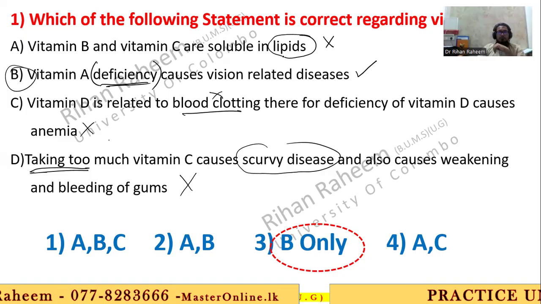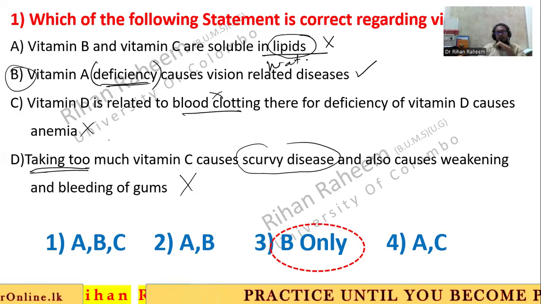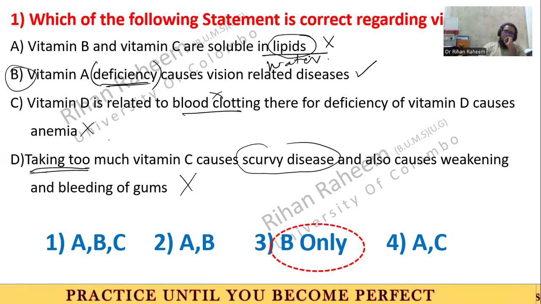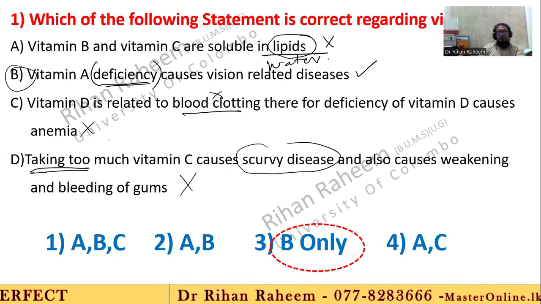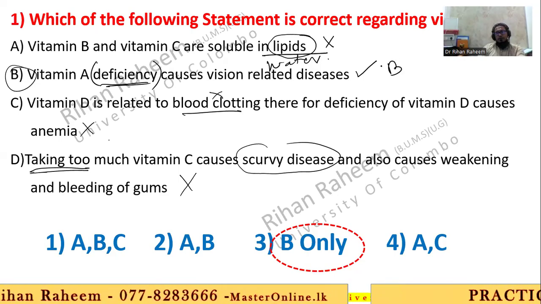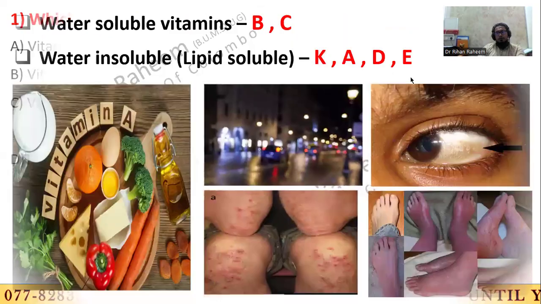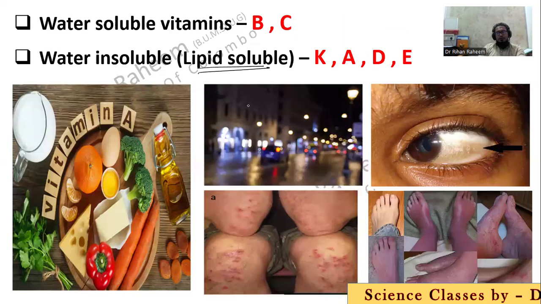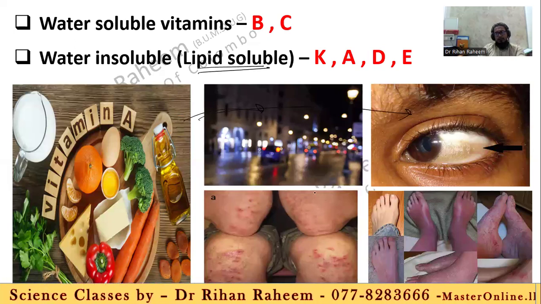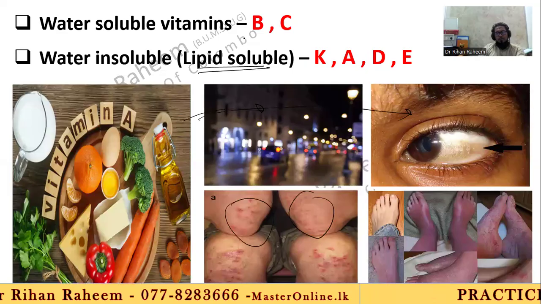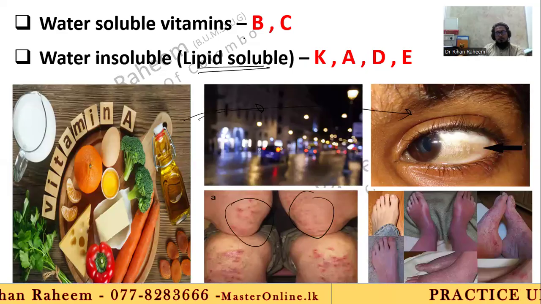A is wrong, because they have to say vitamin B and vitamin C are soluble in what? In water, not in lipids. So therefore A is wrong. So here we can go with statement B. I hope all of you are clear about it. Here you can see vitamin A deficiency can cause night blindness, white spots, and some other skin related issues. Hope you all are clear.